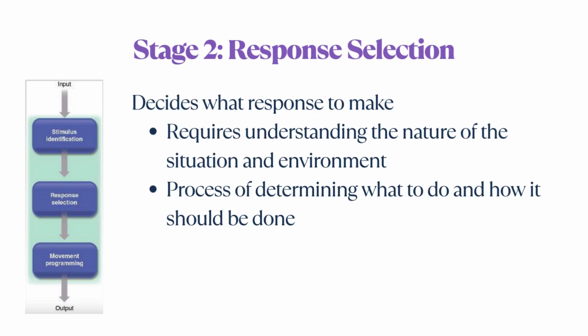The next stage is response selection. After a stimulus is identified, the brain must decide what response to make. This requires understanding the nature of the situation and the environment. The brain evaluates possible responses based on the specific situation and then selects the most appropriate action based on memory or past experiences. It is a process of determining what to do and how it should be done.